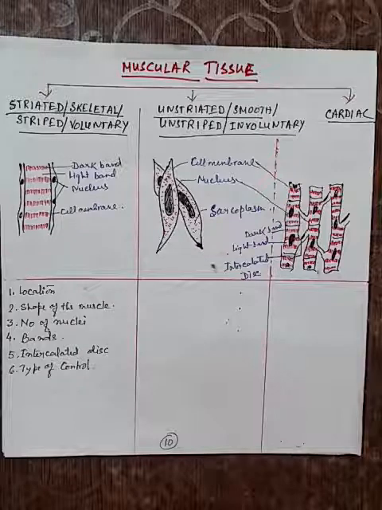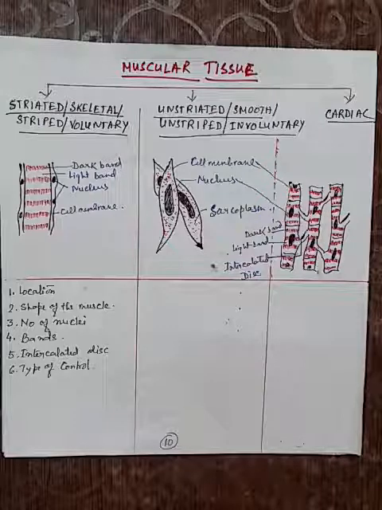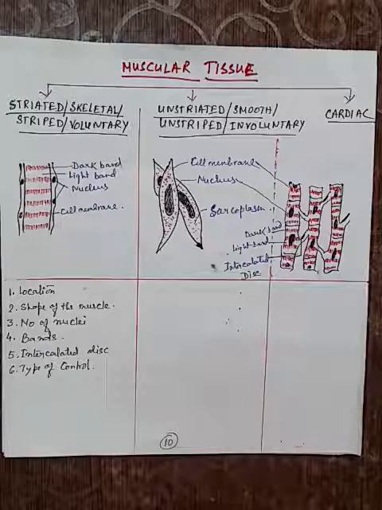This is the continuation of the tissue chapter. We have completed the plant tissue. Now the two types of animal tissue also we have completed, that is connective tissue and epithelial tissue. Two more are left. Today we will complete those two types of animal tissues. So let's start with the muscular tissue.